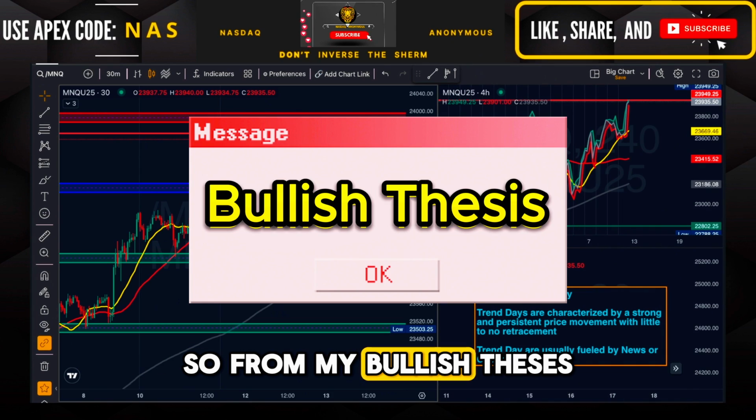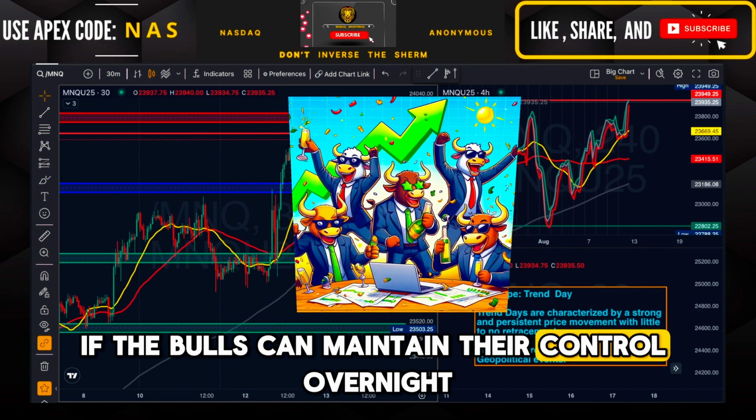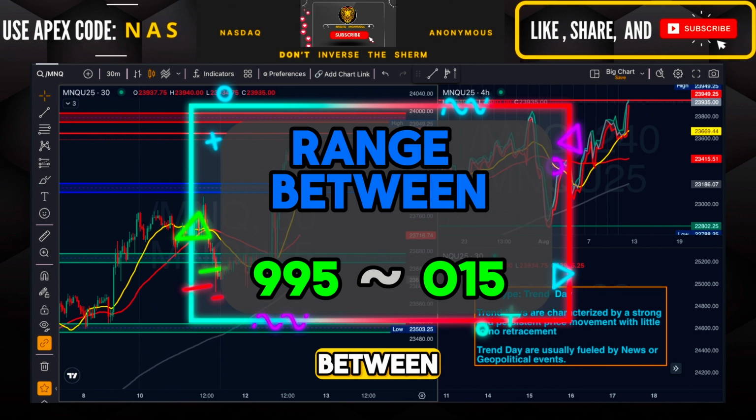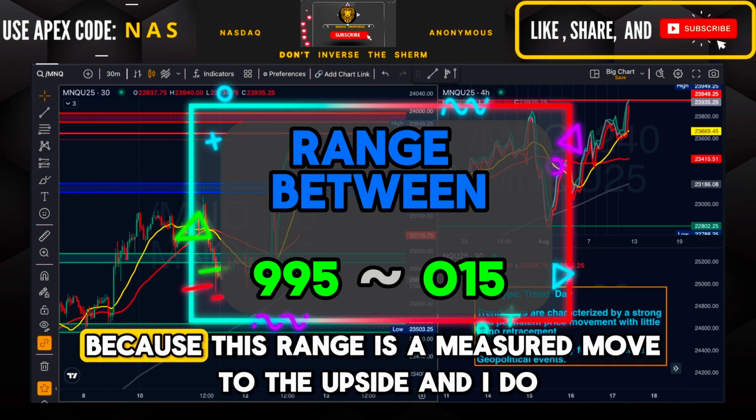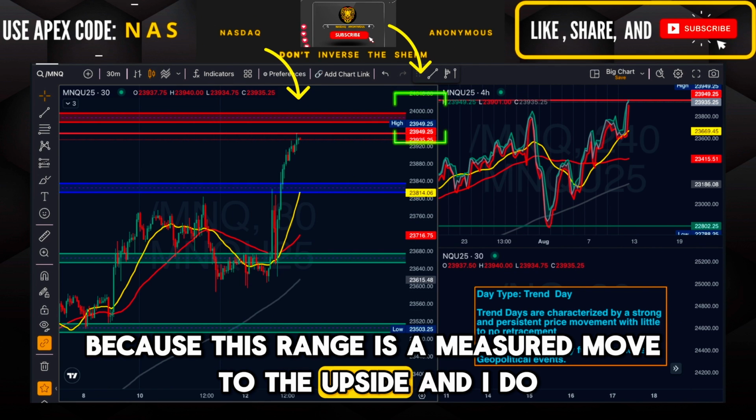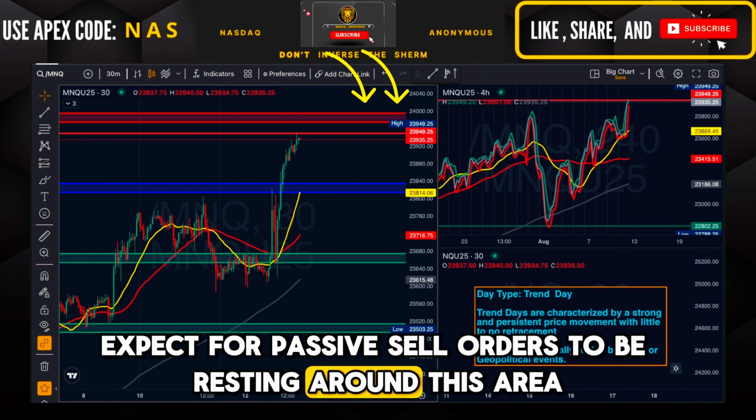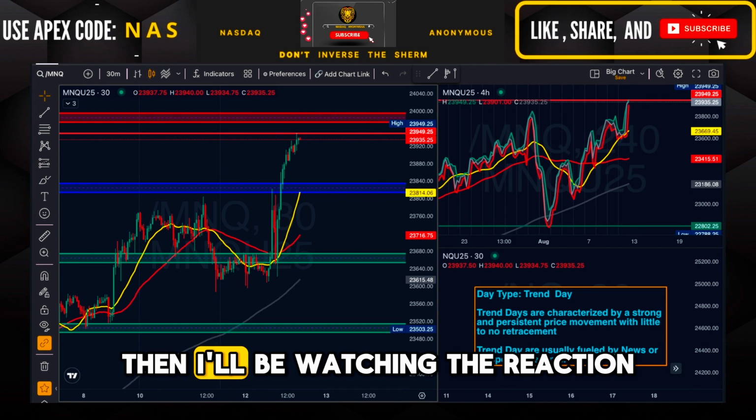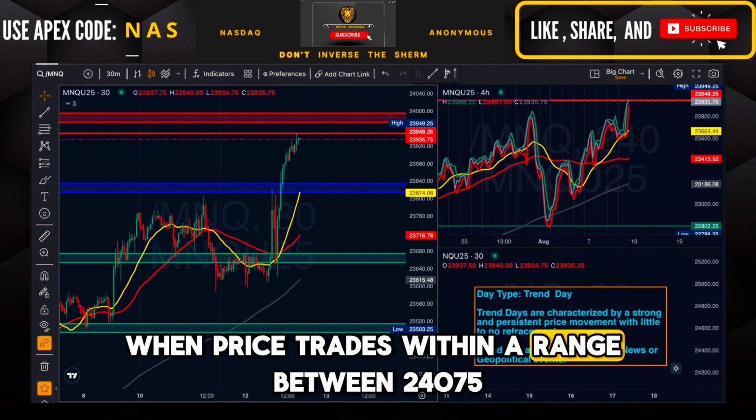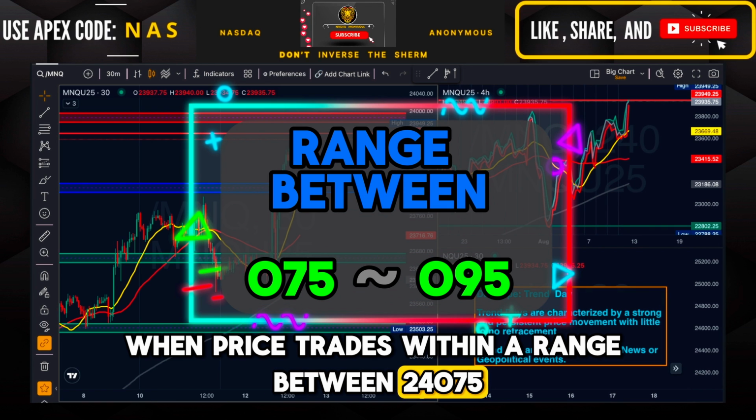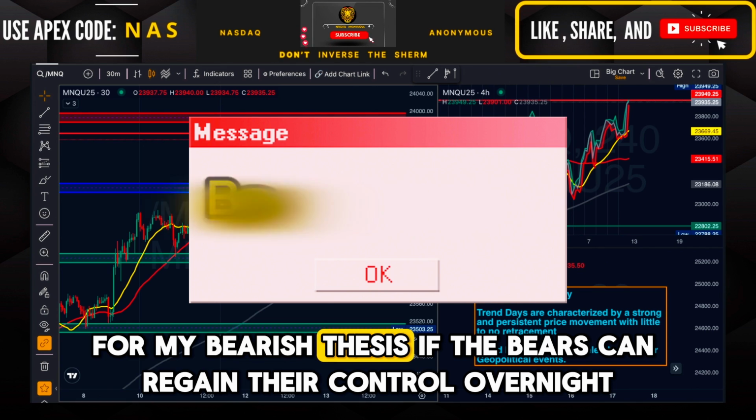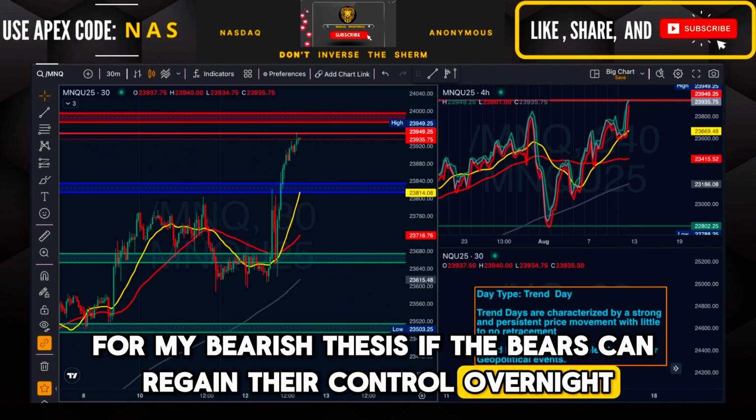So, from my bullish thesis, if the bulls can maintain their control overnight, then I'll be watching the reaction when price trades within a range between 995 and 2415. Because this range is a measured move to the upside, and I do expect for passive sell orders to be resting around this area to sell the retest. But if they fail to regain control, then I'll be watching the reaction when price trades within a range between 2475 and 2495.